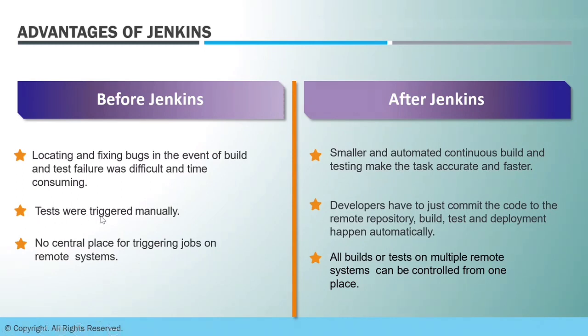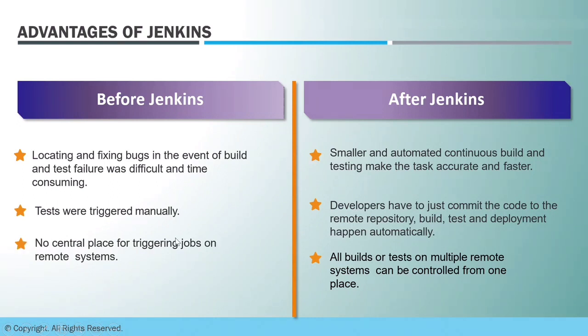Then, tests were triggered manually. As I said, testing of the code after building or deployment was always a manual, effort-consuming task. Now in Jenkins, the developer just has to commit the code to the repository, and build, test and deployment happen automatically using Jenkins jobs or pipelines. This is where automation has helped a lot in achieving accurate and faster results.